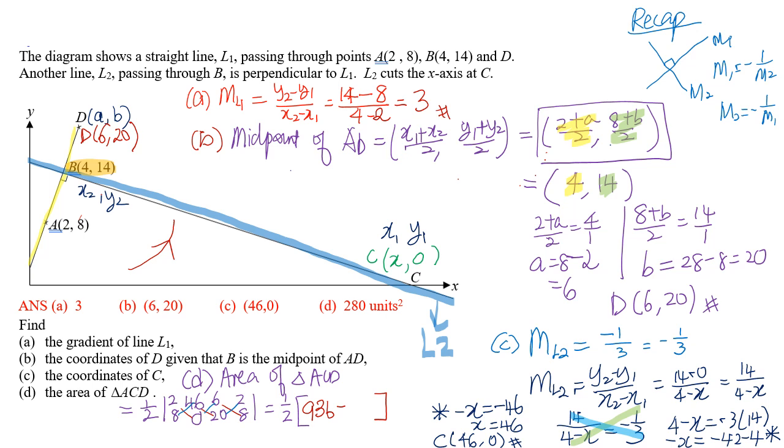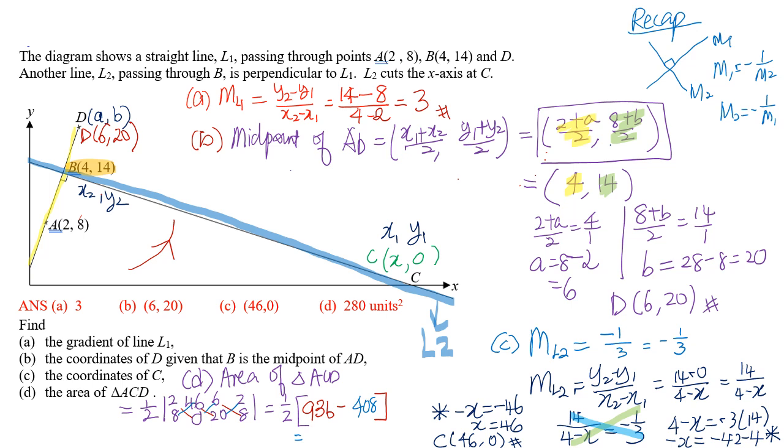Right, that gives you 408. Then you use your calculator to work out the value, which is 0.5 times bracket 936 minus 408. And that gives you... wait, I think I made some mistake somewhere. I should be getting 280. Let me check again.